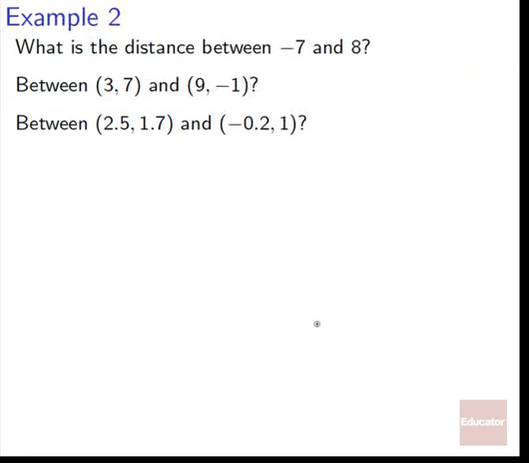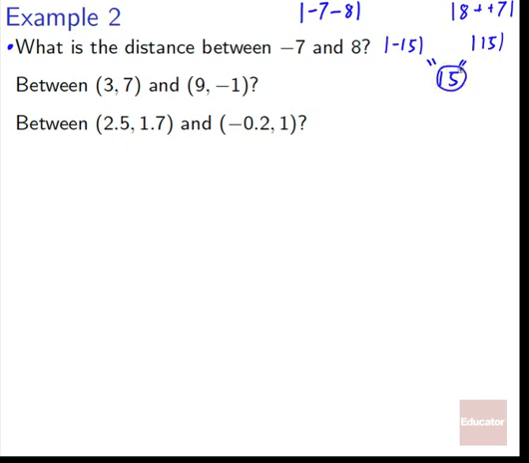Next one, let's talk about distance. What is the distance between negative 7 and 8? Remember, we do this based off of the two numbers, the difference between the two numbers, absolute value. So we could go negative 7 minus 8 or absolute value of 8 minus negative 7. Either way we do this, negative 7 minus 8 will be negative 15. 8 minus negative 7 will be, turn those into positive 15. Either way, they both equal 15. So the answer is 15.